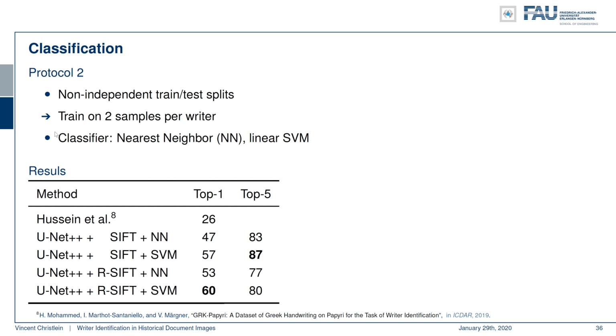And the combination of linear SVM and the restricted SIFT key points is now at 60% accuracy, which is quite good. I mean, basically we doubled the accuracy rate from the previous one. So that's quite nice. I think a nice first result, and maybe we can improve upon that.